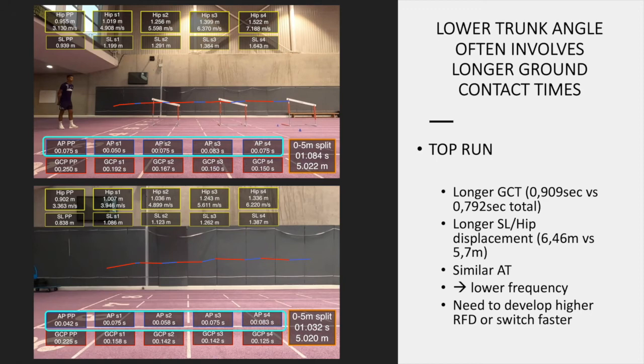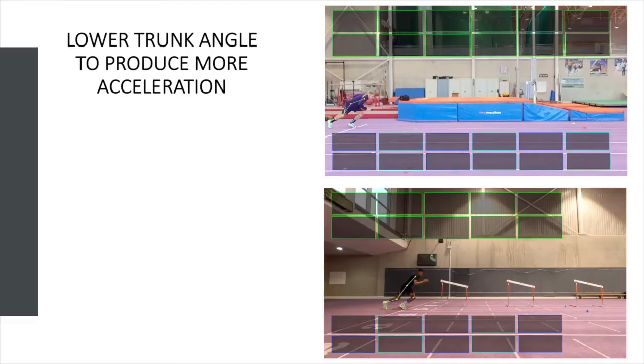As a result, the frequency of the athlete in the top run is lower, so he needs to develop a higher RFD so as to spend less time on the ground, or to switch faster so as to decrease his air time and so as to increase his step frequency. Another example, lower trunk angle to produce more acceleration.